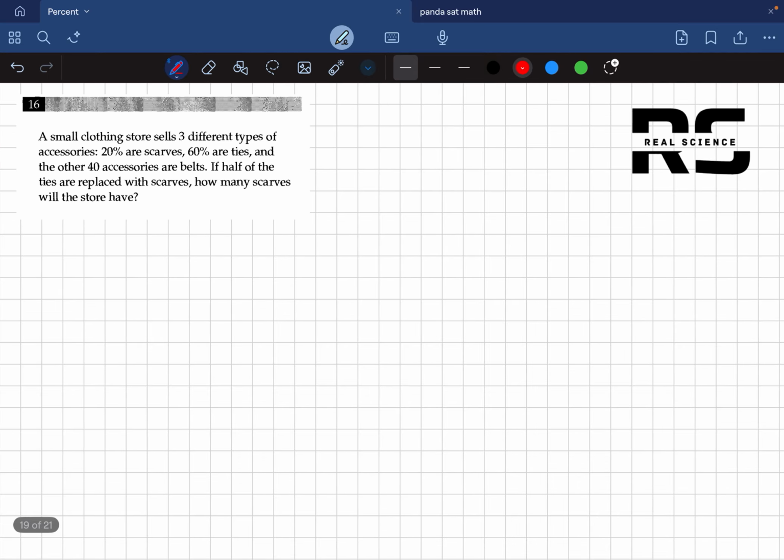Let's look at number 16. Okay, a small clothing store sells 3 different types of accessories. 20% are scarves. Okay, so scarves is 20%.